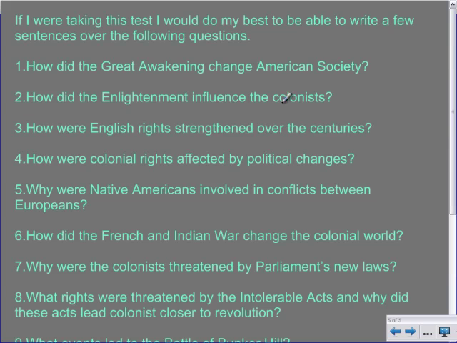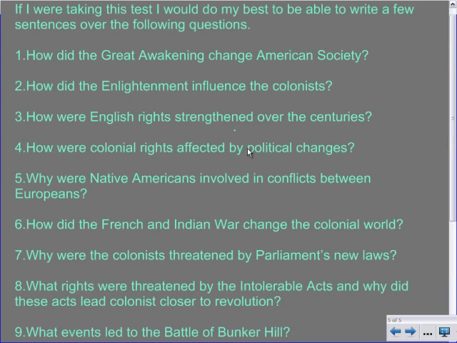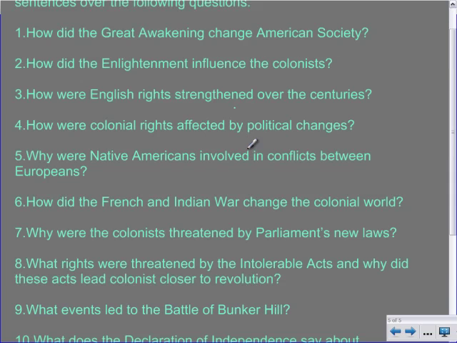How did the Enlightenment influence the colonists? You talk about the ideas of John Locke, what those ideas lead to, human reason, deciding that if the government isn't working for me, we should change it. English rights strengthened over the centuries: Magna Carta, English Bill of Rights, William and Mary, Glorious Revolution.